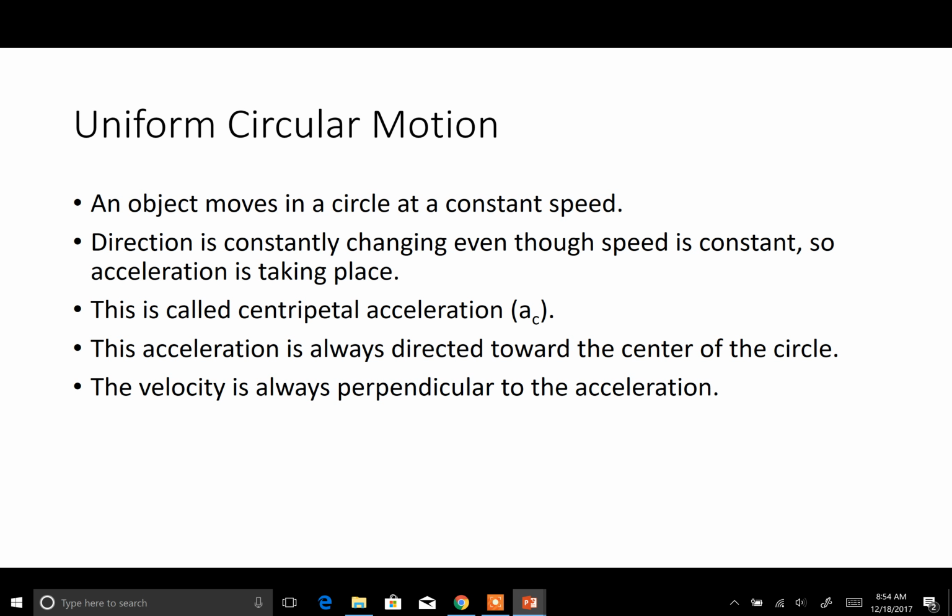In uniform circular motion, the direction is constantly changing, even though the actual speed is constant. Even if the speed is constant and the direction is changing, acceleration is taking place, because remember, acceleration is a vector, and it takes into account both an object's speed and its direction. This acceleration is called the centripetal acceleration, and oftentimes we'll abbreviate it as A subscript C. This acceleration is always directed toward the center of the circle.